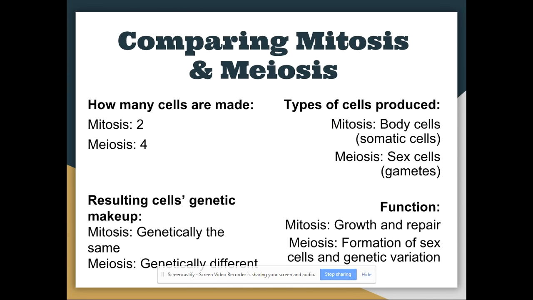This is probably the most important information here for you to look at, comparing the two. Just a refresher on mitosis, you're making 2 cells in mitosis. Those cells are body cells or somatic cells. They are genetically the same, and they are for growth and repair. That's in contrast to meiosis, where you're making 4 cells. All of those cells are sex cells, also known as gametes. They're all 4 genetically different, and they're used to form the sex cells for genetic variation so that organisms are not all alike. We're not trying to create clones, we're trying to create different organisms.